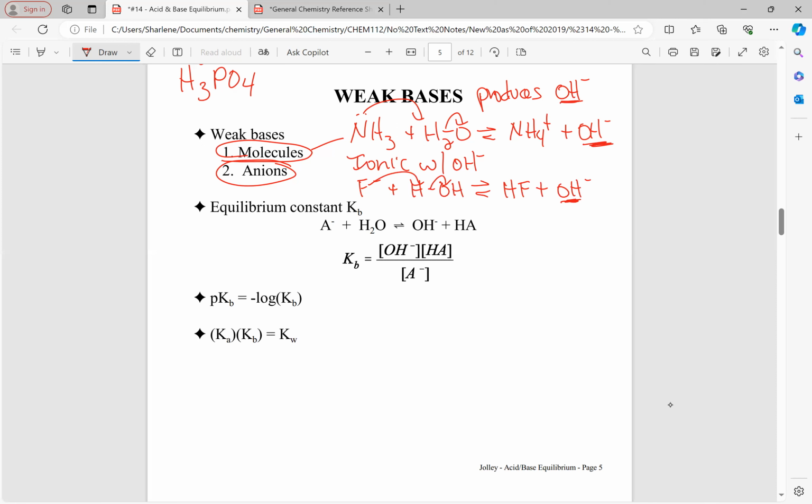Wait a second. This is a weak acid. Yes, it's a weak acid, which means the proton is sticking tight to that fluorine. So overall, what it would do to water, though, the free ion would be hydroxides. Now, which anions aren't fair game? Those that come from the strongies.